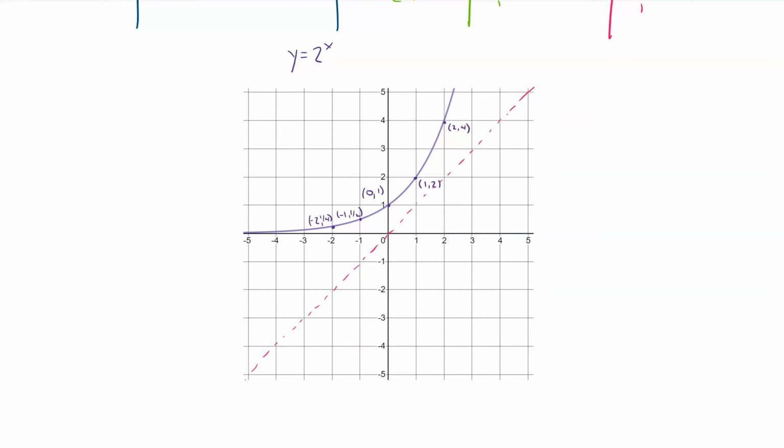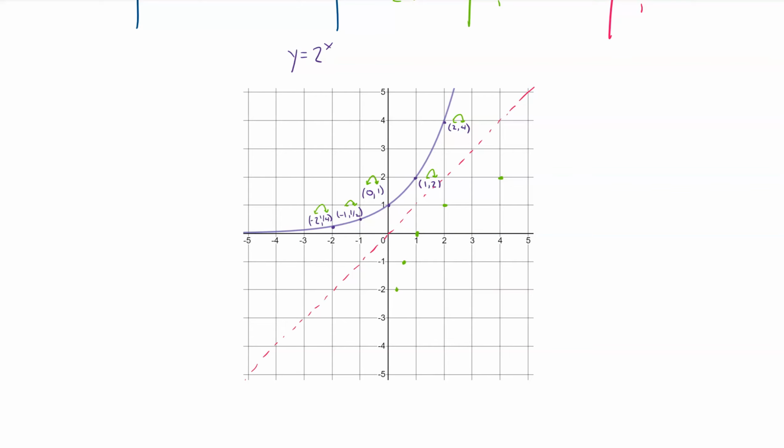And so now to draw the inverse, what was x becomes y, what was y becomes x. So when I have 0, 1, the inverse will be over 1 up 0. When I have 1, 2, the inverse will be over 2 up 1. 2, 4 will give me over 4 up 2. Negative 1, 1/2 will give me 1/2, negative 1. Negative 2, 1/4, when I flip those around, will give me 1/4, negative 2.